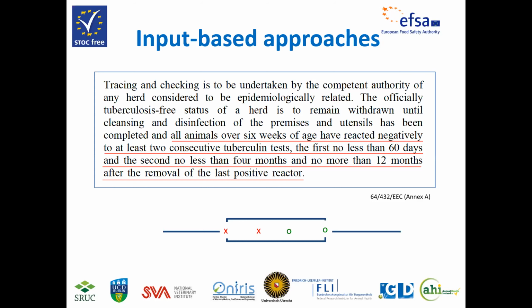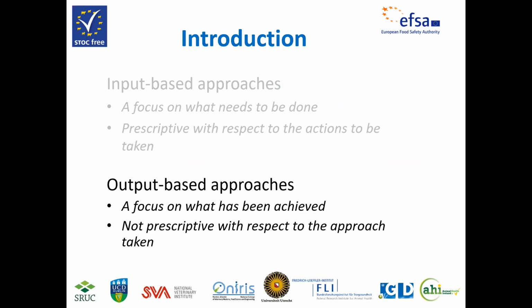Next slide, please. The output-based approach is fundamentally different. The focus there is not on what needs to be done, but rather on what needs to be achieved. It's not prescriptive with respect to the approach being taken. Focus on what needs to be achieved. So for endemic diseases, that could be a prevalence threshold. That is, for example, a herd level threshold below a certain point, a level, or for exotic disease, a probability of freedom from infection. Next slide, please.